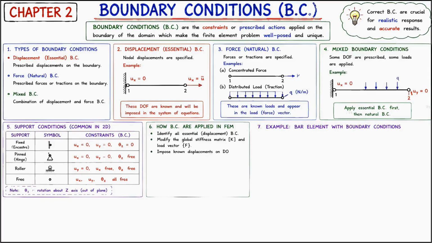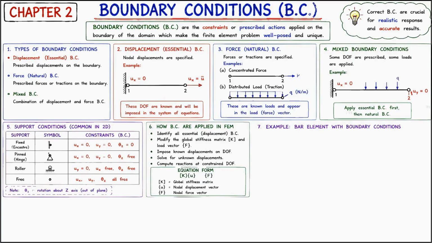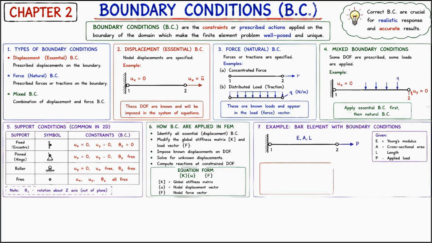Now let's see how boundary conditions are applied in the finite element method. First, identify the prescribed displacements. Next, modify the global stiffness matrix and the load vector. Then, solve the system of equations for the unknown displacements. Finally, calculate the support reactions. The finite element equation, K times u equals F, is solved only after all the boundary conditions have been correctly applied.